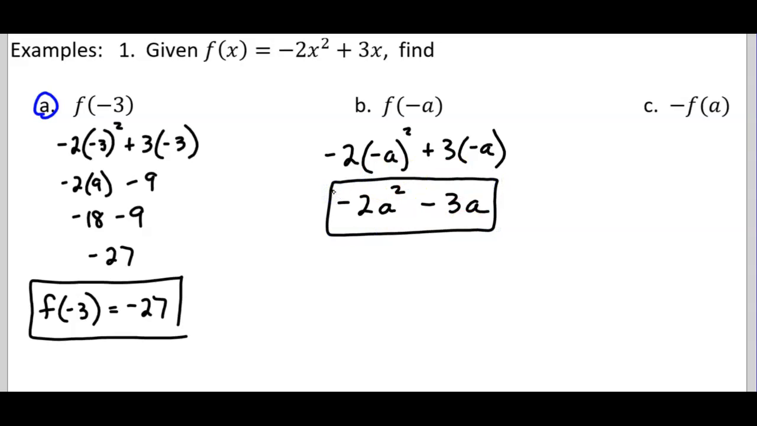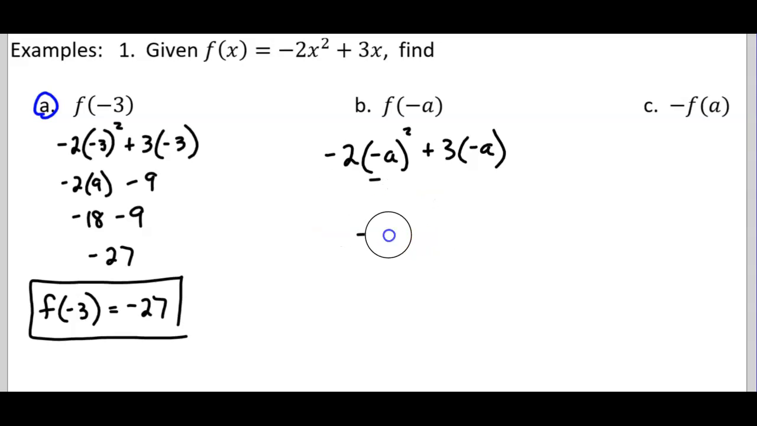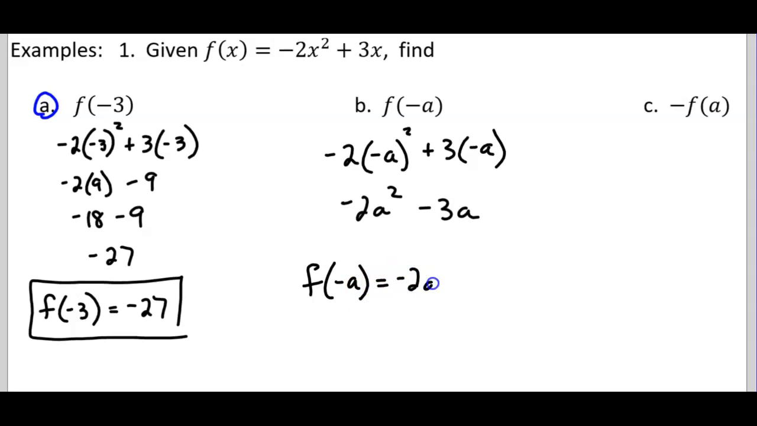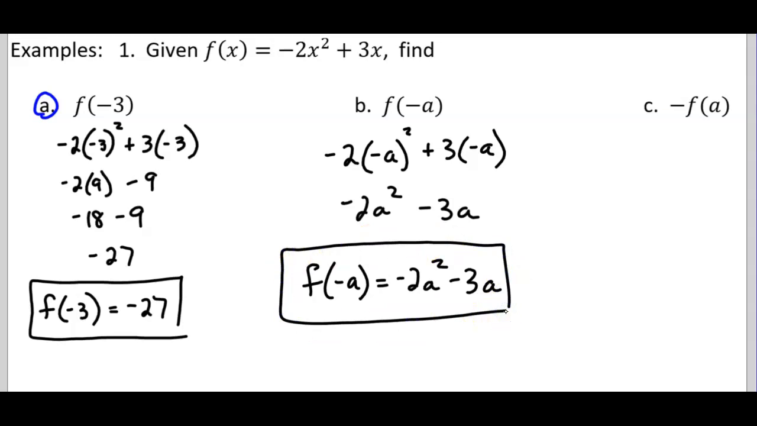Oh, I didn't write it with a nice notation. All right, let me back up. Just like in class. Okay. So we did have -2a squared minus 3a. So what we're saying is the function at -a is equal to -2a squared minus 3a. Now that's not a big deal, that last step that I did. I could have just left the box around it, but I wanted to make a better answer.